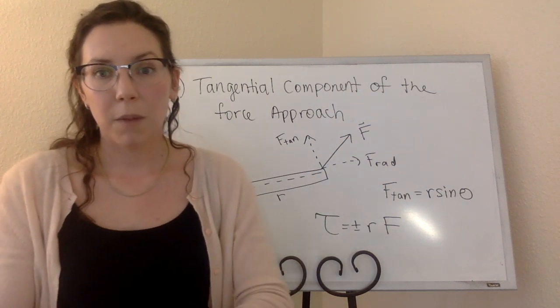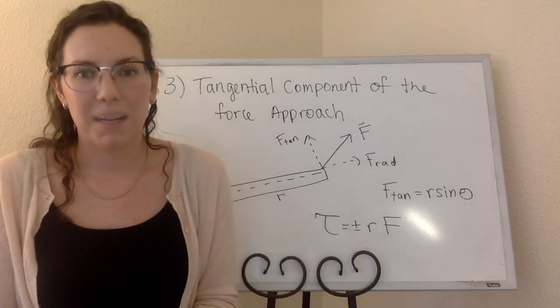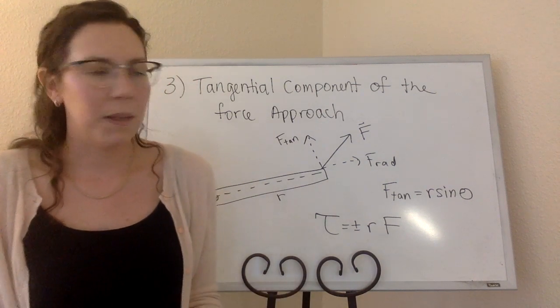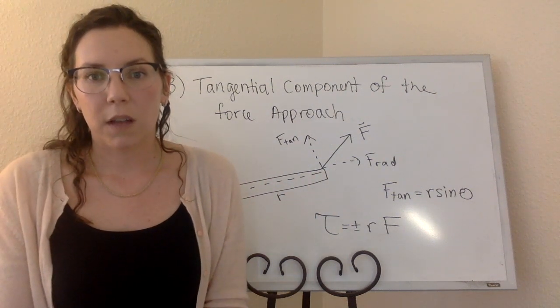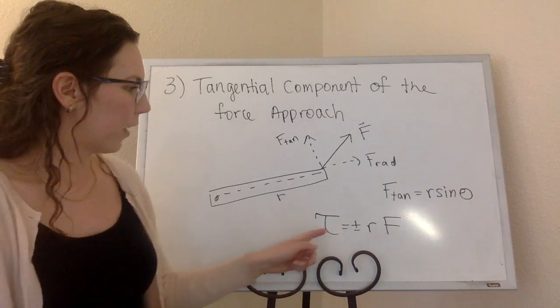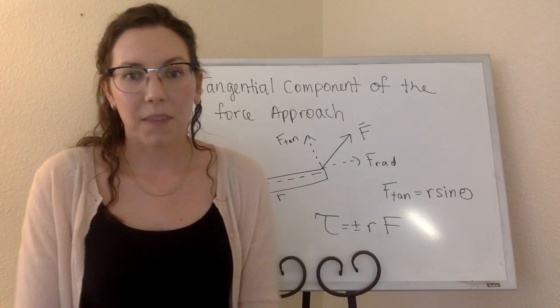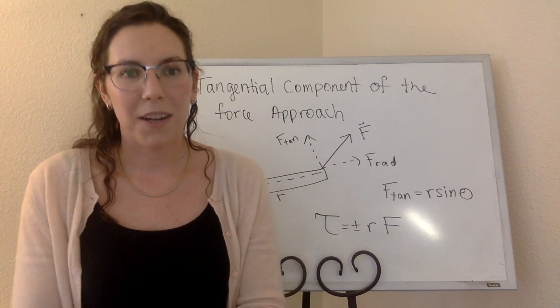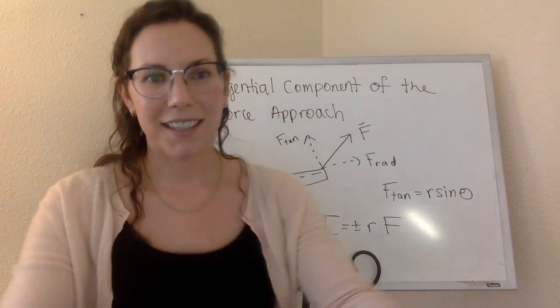And the tangential component would be F sine theta, so it's just, again, using the same equation, but in another form, another geometric method here. So F tangential is F sine theta, and in this way we get torque equals plus or minus R F, so that, again, using the sign convention of positive is counterclockwise and negative is clockwise. Okay, let's apply this to some examples.